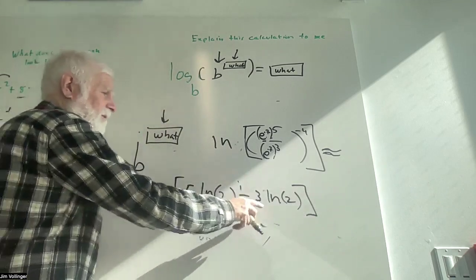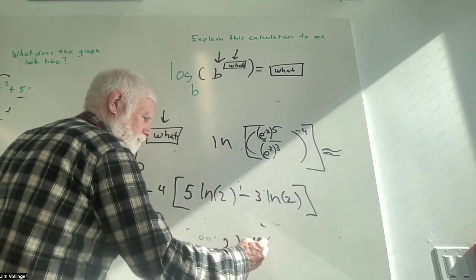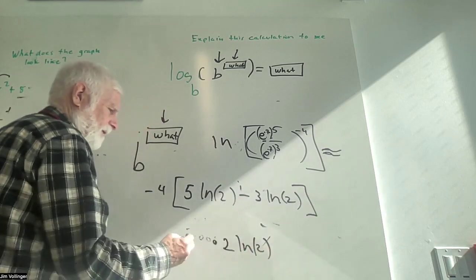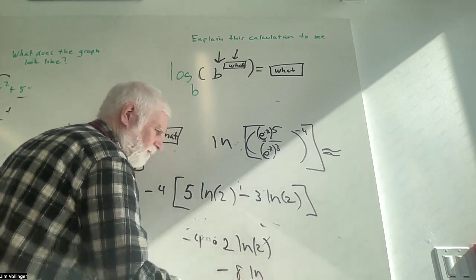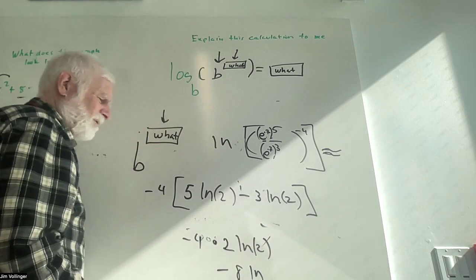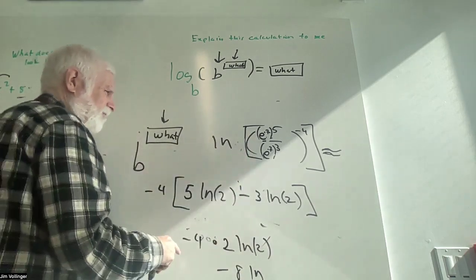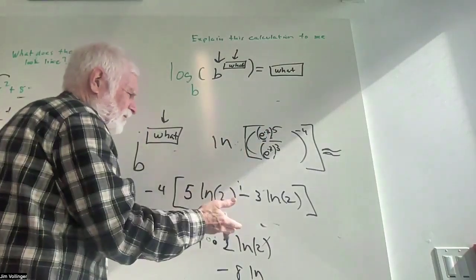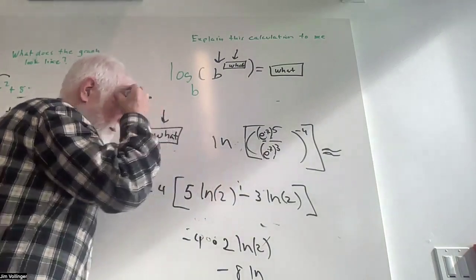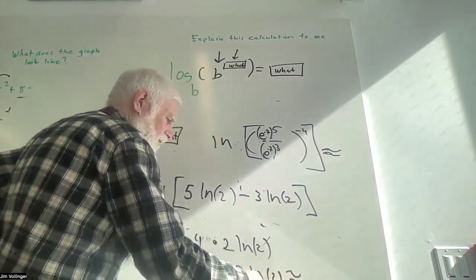Well, I think 5 minus 3 ln of 2 is 2 ln of 2. And I think I'm multiplying that by negative 4. So I think I can get it down to minus 8 ln of 2, but in e notation now. I got to do e notation. I didn't do e notation. Well, I kind of did, because ln is e notation. All right, so 8 ln of 2, which is approximately ln of 2.7.